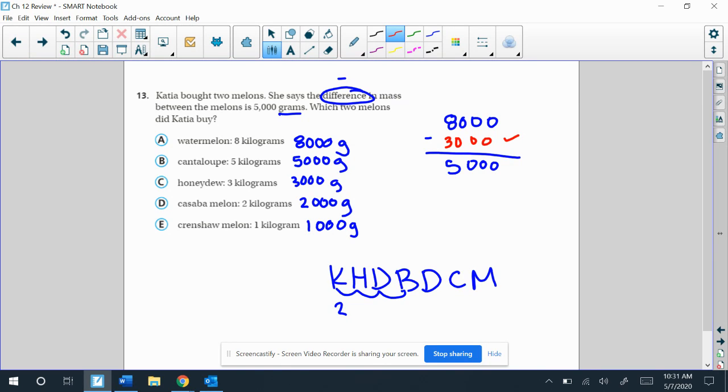Well, let's see if there are any others. Okay, if I subtract 5 and 3,000, that's going to be 2,000, so not 5,000. If I subtract 3,000 and 2, nope. And if I subtract 8 and 2, well, that one's not going to give me 5,000. That gives me 6,000. And 8 from 1 is 7,000. So it's looking like these are the only two that work. All right, that makes sense. Let's try the next one.